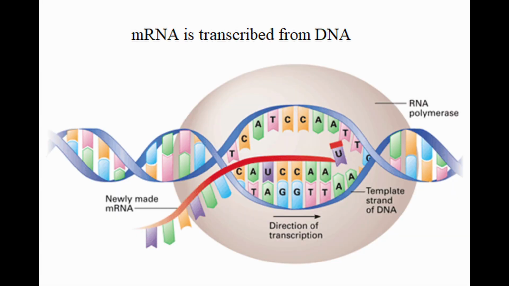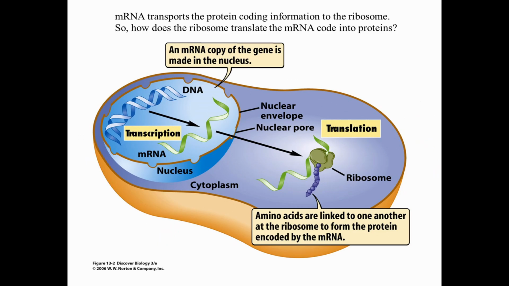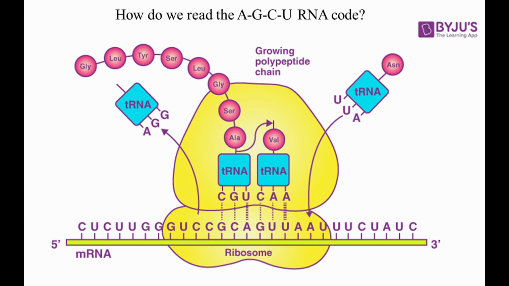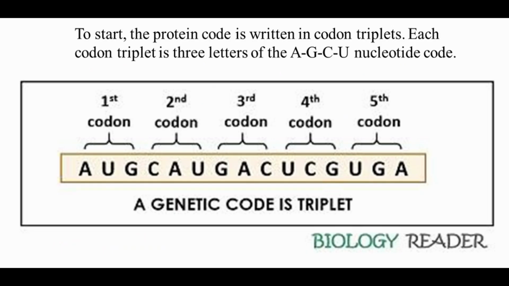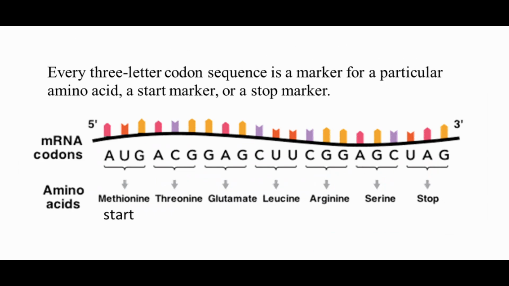We know that mRNA is transcribed from DNA, and that mRNA transports the protein coding information to the ribosome. So, how does the ribosome translate the mRNA code into proteins? How do we read the AGCU RNA code? To start, the protein code is written in codon triplets. Each codon triplet is 3 letters of the AGCU nucleotide code. Every 3-letter codon sequence is a marker for a particular amino acid, a start marker, or a stop marker.